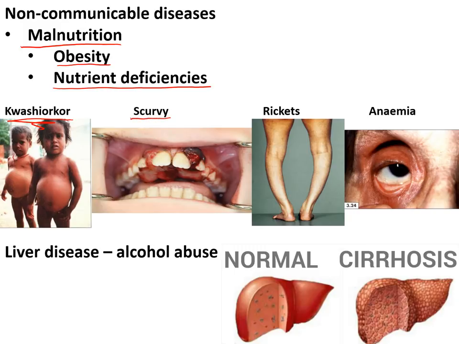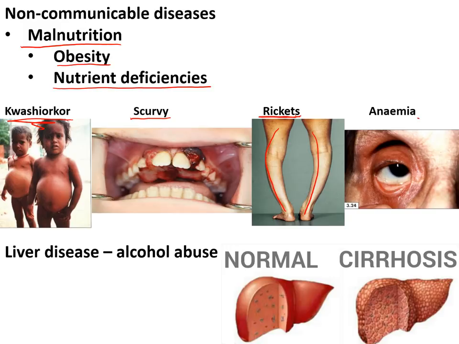This picture here shows scurvy. Scurvy is a malnutrition disease caused by a lack of vitamin C. It causes swollen and bleeding gums, joint pain, and a lack of energy. Here we have rickets. Rickets is caused by either a lack of vitamin D or a lack of calcium, which softens the bones and leads them to curve like this because they can no longer support your weight fully.